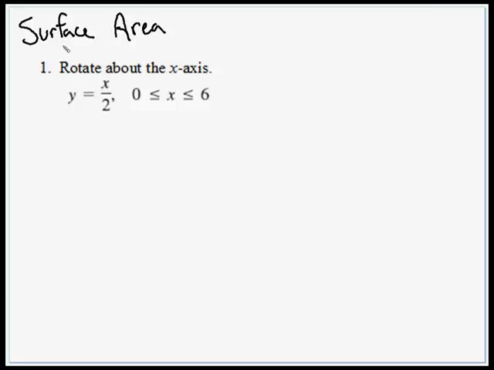Now the next two are surface area problems. We're going to take an arc and we're going to rotate it about an axis to find a surface area. And the first one, y equals x over 2. Or you might think it's a little easier to look at that equation if I write it as 1/2 x plus 0. So what kind of function is that? It's just a linear function.